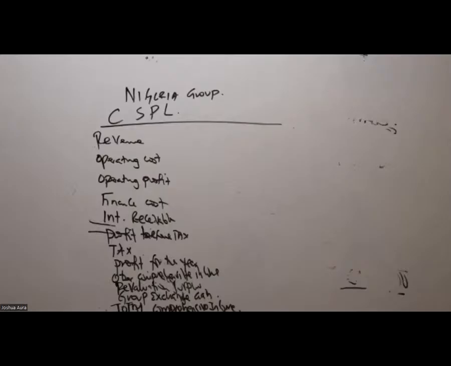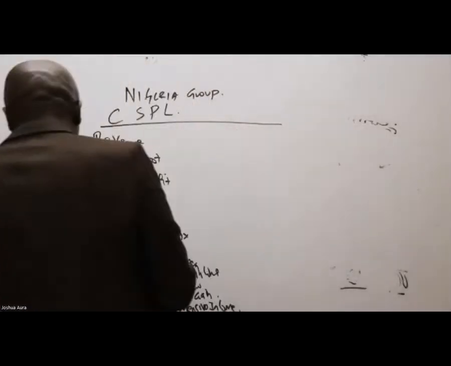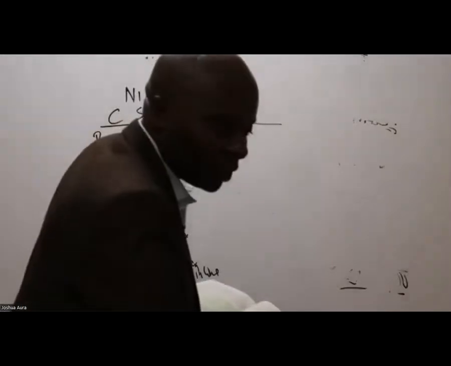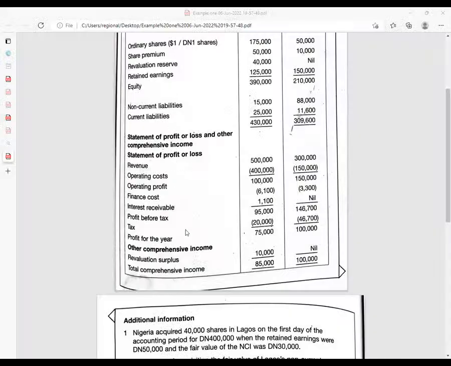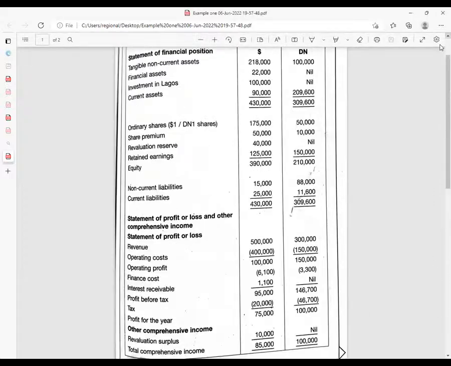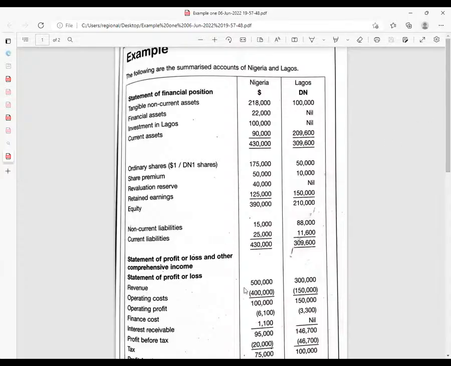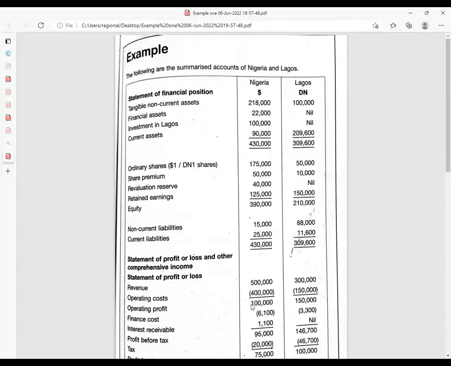Thank you very much. So we start with revenue. What do I do with revenue? Revenue, I'll pick 500,000 plus 300,000. But remember, this 300,000 is in DN, so I need to change this.